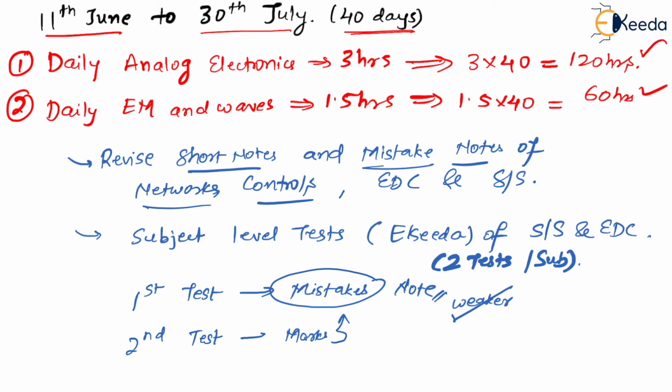You can see that there will be no such hurry about it. So by the end of July, what is going to happen? Analog electronics and EM waves will also get completed, and you will have short notes and main notes of the same, and you will have short notes, mistake notes and main notes of networks, controls, EDC as well as signals and systems by the end of 30th July. After that, what are we supposed to do? Let us see.